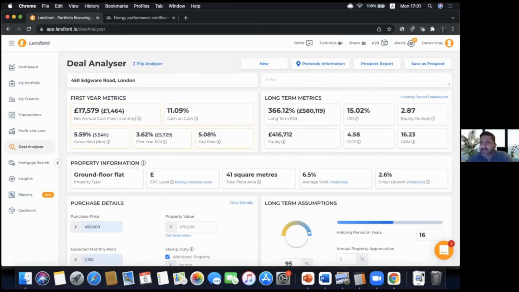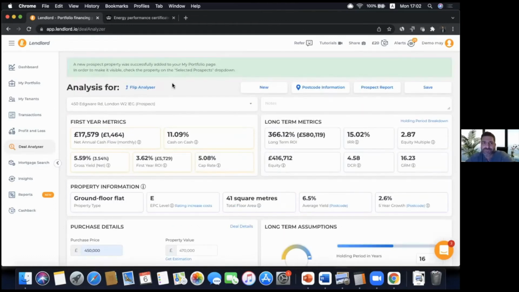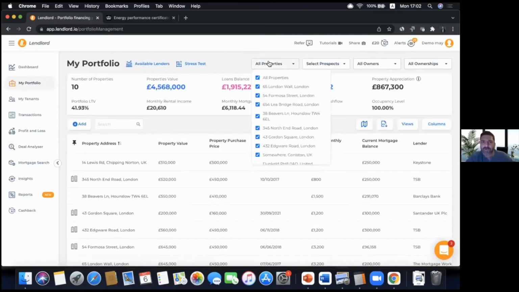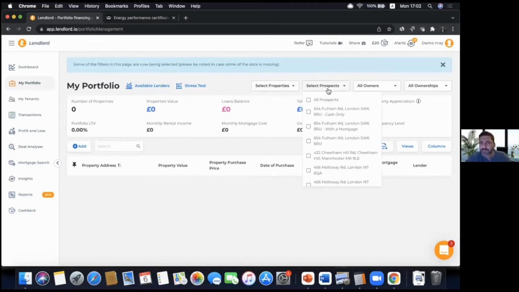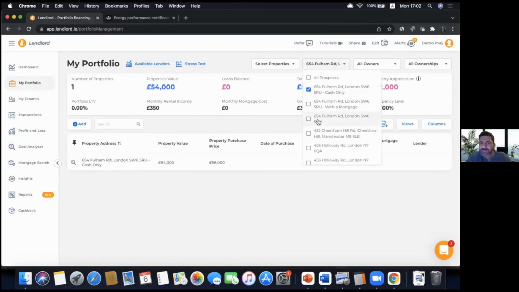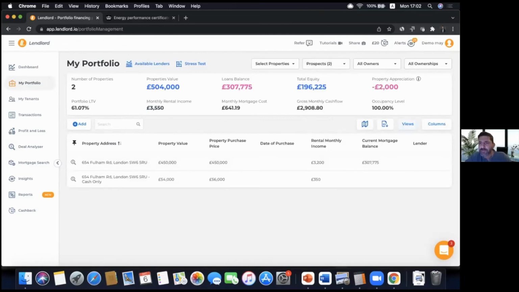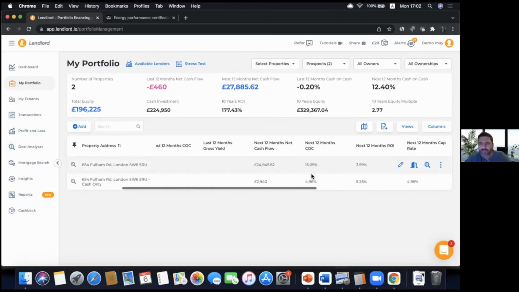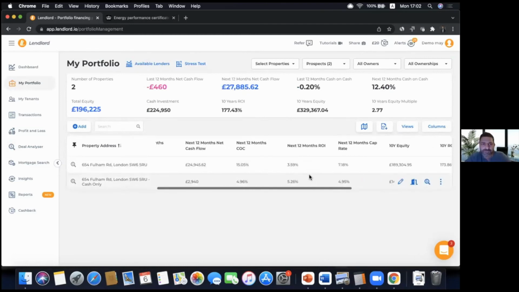Then you can save the property as a prospect. And once you save it, you can review it on the My Portfolio page. And in the My Portfolio page, you can compare different prospect properties. So you can basically analyze this property and this property. I will switch to the performance view, and I will see the difference between both of them.